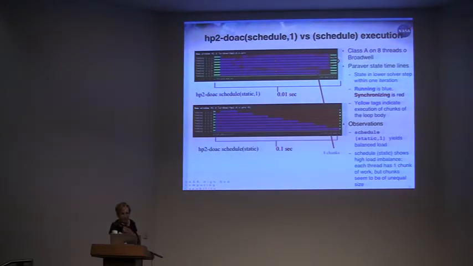It's the running state for each thread, and these little yellow flags indicate, okay, here's a chunk, then another chunk is executed. They're like events of when these loop bodies are executed. And so for static one, it's pretty nicely distributed. They get approximately the same amount of work. While if you just specify static, then each of them gets one chunk, but to me it looks like these chunks are not the same size.